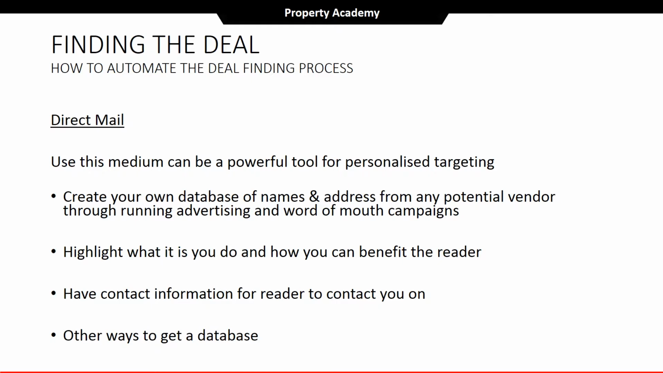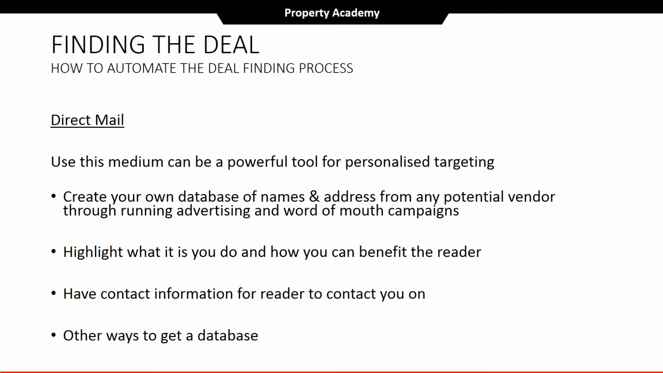So on a piece of mail, there's certain information you want to highlight. Firstly, you want to highlight what it is you do and how you can benefit the reader, i.e. the vendor. Remember, in week 2 we went over features and benefits. This is the time to use it in a piece of mail, because you can highlight the features of your offering as well as the direct benefits to the reader or the vendor.